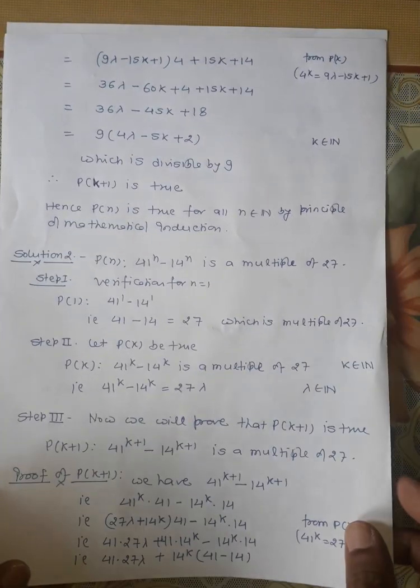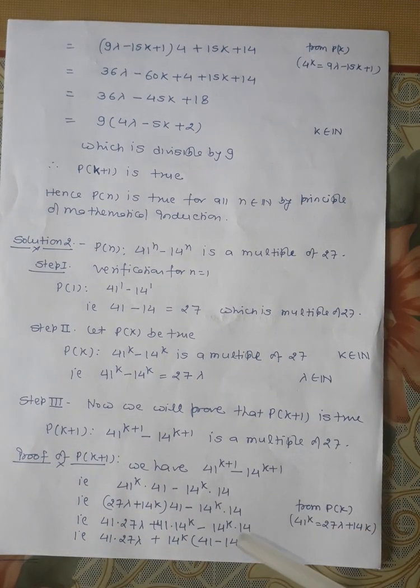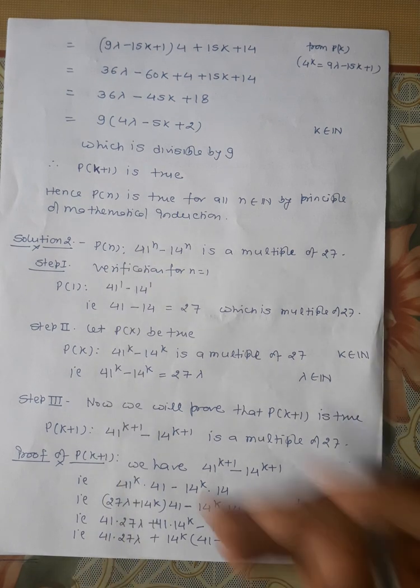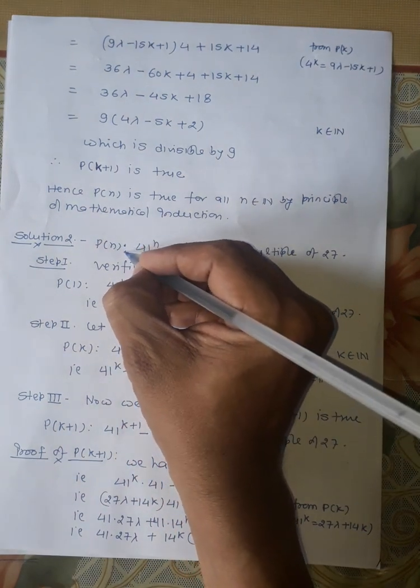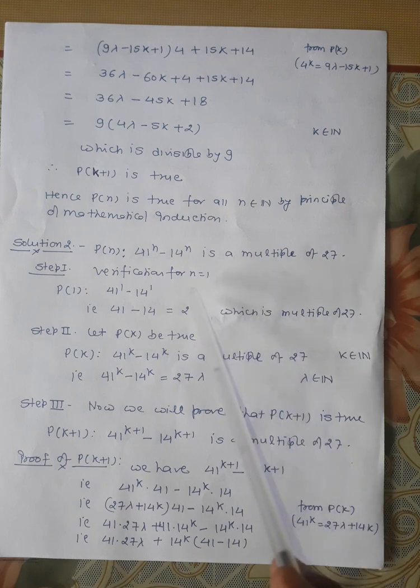We will verify for n is equal to 1. After that we will suppose let Pk be true. After that we will prove for Pk plus 1. You see, this is our Pn such that, this is the notation of such that, two dots are kept in this way. Pn such that 41 to the power n minus 14 to the power n is multiple of 27.